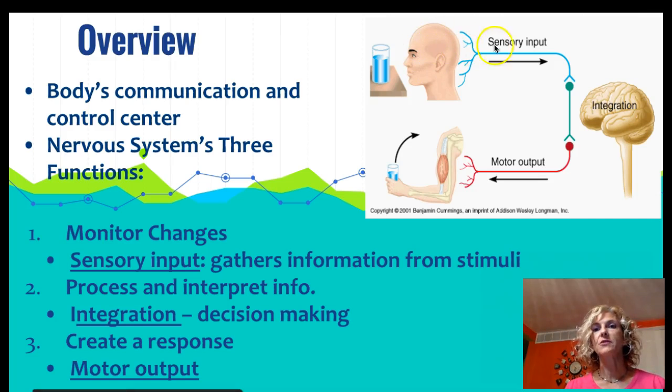So first you have sensory input. So in this picture, you're eyeballing the glass of water. Sensory input, integration, that's decision making. So deciding what to do about that glass of water that you're looking at. And finally, motor output. So this is going to the arm. It's telling your arm to pick up the glass of water and have a drink. So those are the three jobs.